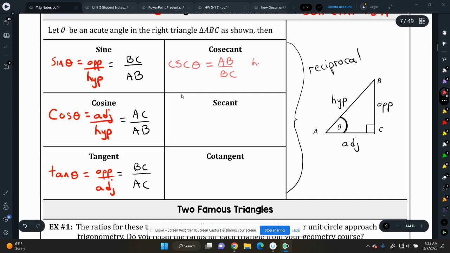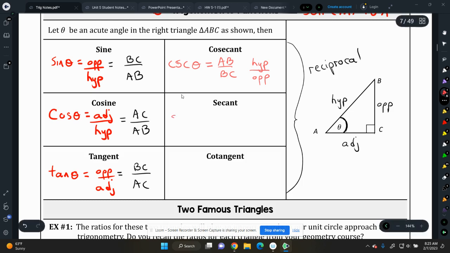Now, I don't memorize hypotenuse over opposite, right? Some people memorize the reciprocal functions. I don't. I know SOHCAHTOA, and I know that sine and cosecant are reciprocal. So if I'm asked to find cosecant, I find sine and then flip it. If you want to memorize it, that's fine. But I don't.